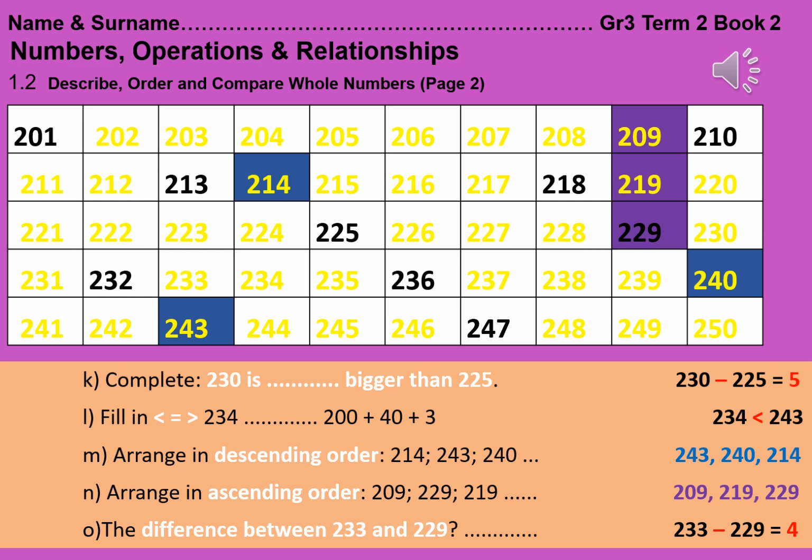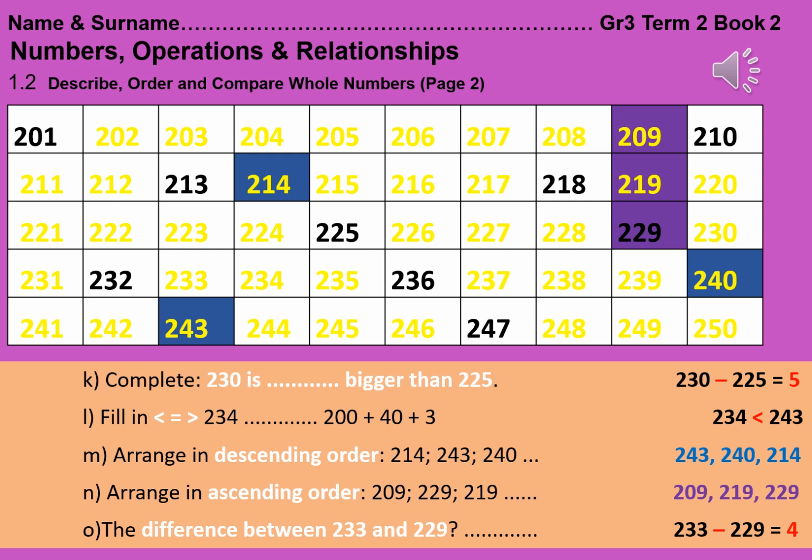Number L, please fill in smaller than, bigger than, or equals. Now they're giving you 234, a space, and then 200 plus 40 plus 3. So let's write it out in words. 234 compared to 243. Yes, 243 is bigger. So the crocodile mouth must be facing towards the bigger number and its tail towards the smaller number, as you can see on the screen.